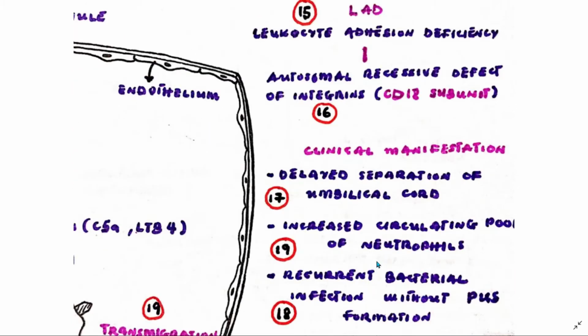In a situation where there is a defect of the CD18 subunit of the integrins, this could lead to leukocyte adhesion deficiency, or LAD. Now, this is an autosomal recessive condition, and the clinical manifestations include delayed separation of the umbilical cord during childbirth and recurrent bacterial infections that lack pus formation. Also, there are increased circulating neutrophils, and this is due to the impaired adhesion of the marginating pool of leukocytes.